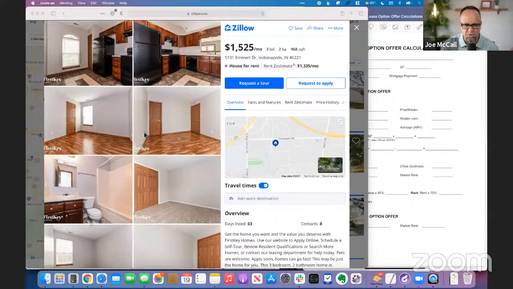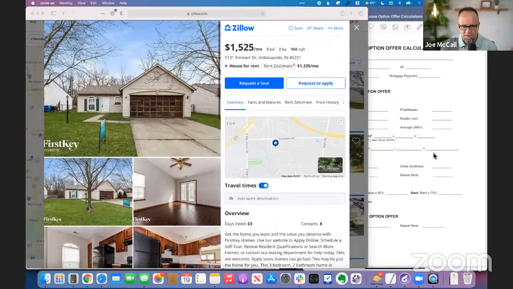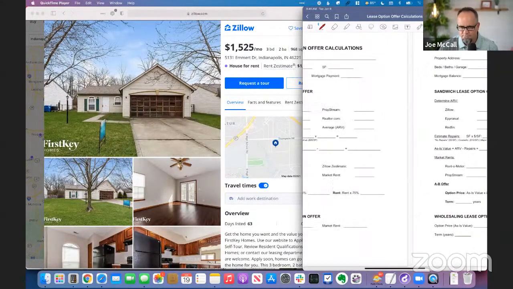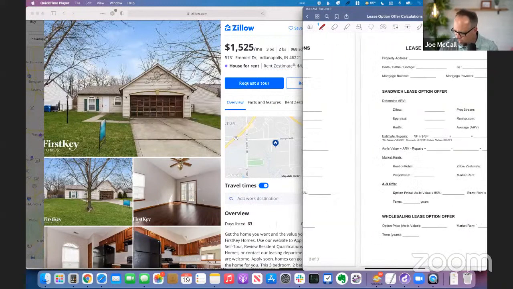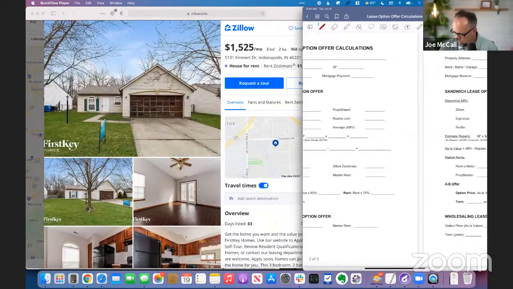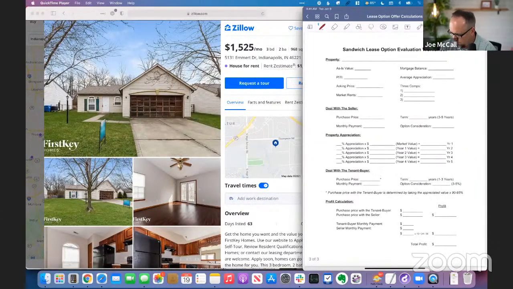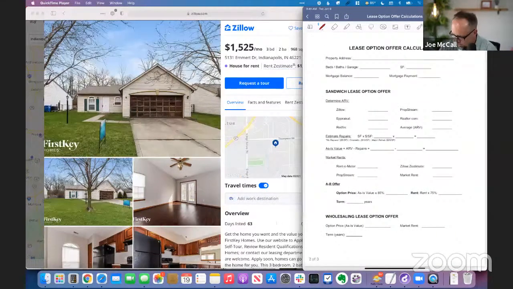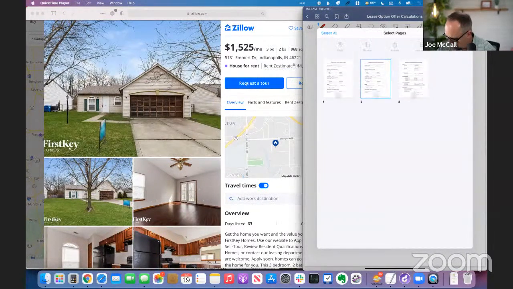All right, so you should see this property here on Zillow, right? And you should see here this sheet. Okay. And there's two. Oh, yeah. Okay. Here we go. There's two documents we're looking at here. Let me remove one of them so I don't get confused.